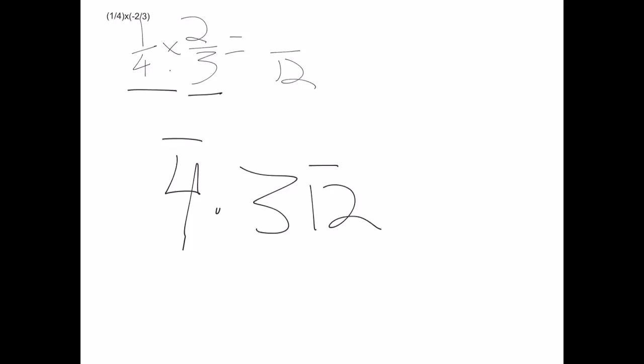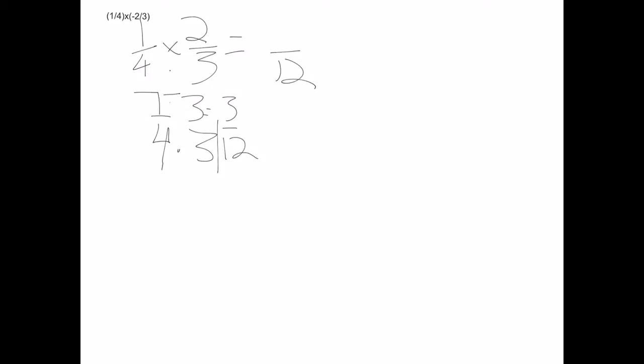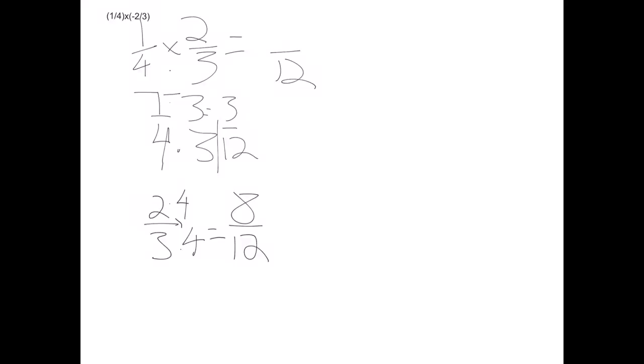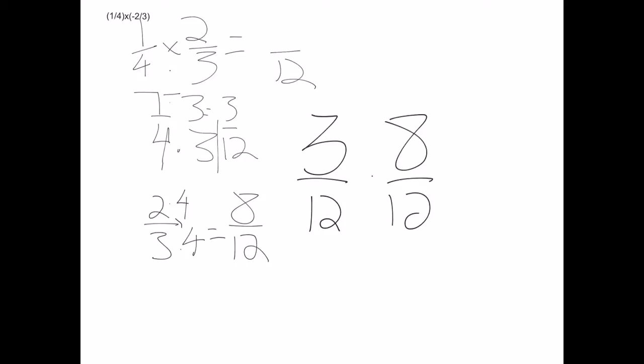So, then you must do to your numerator what you did to your denominator. So, 1 times 3 equals 3. Now you must go for 2 over 3. 3 times 4 equals 12. So, 2 times 4 equals 8. Now you can just multiply. 3 over 12 times 8 over 12.